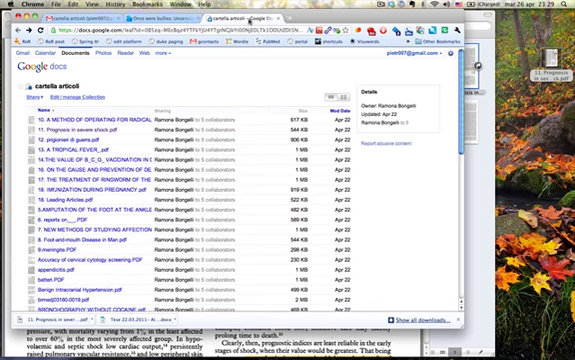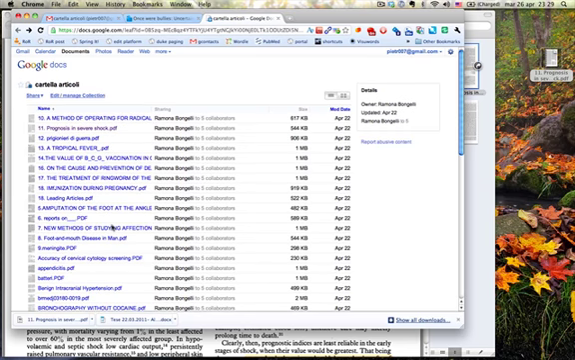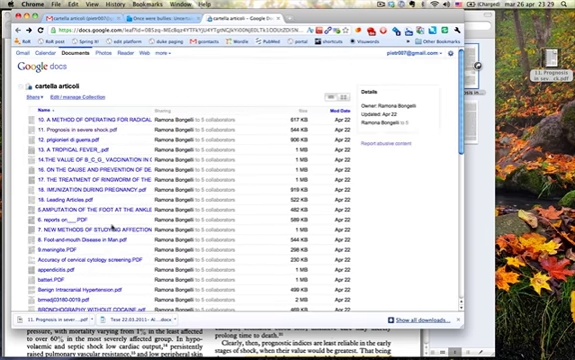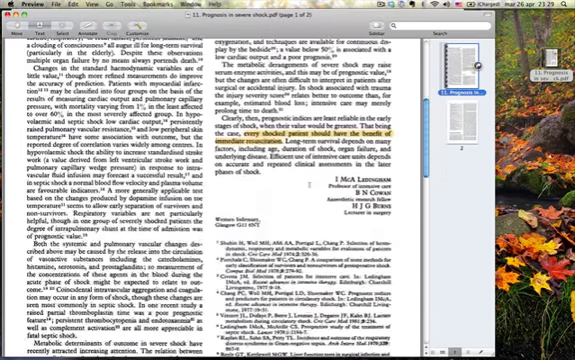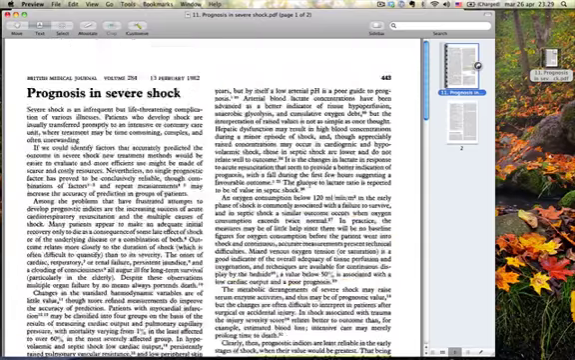So what I did was to pick up one paper from this list of, I think now, over 80 papers. And I just took one, for no reason, prognosis in severe shock. I downloaded this paper, and it is here. Basically, I read the entire paper, looking for any sentence that would make either a clinical recommendation or a healthcare policy recommendation.